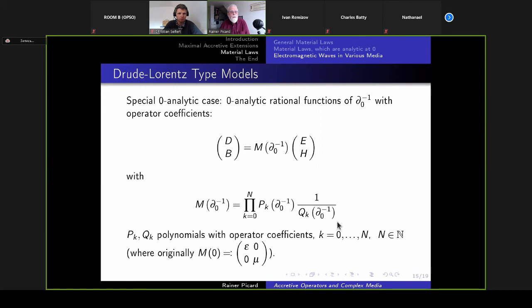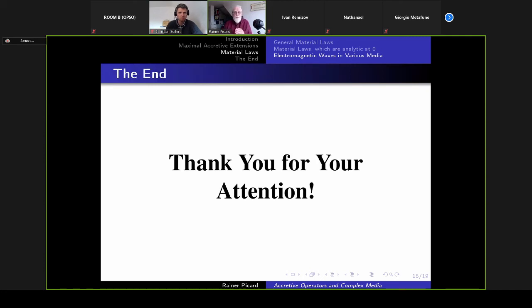And this is the last slide here, just to have a more interesting material law to combine with. We look at so-called Drude-Lorentz type models, which are material laws that are actually rational functions, just products of polynomials and inverse of polynomials. That's the type of condition that Drude and Lorentz introduced for describing more complex materials. And this brings me to the end.